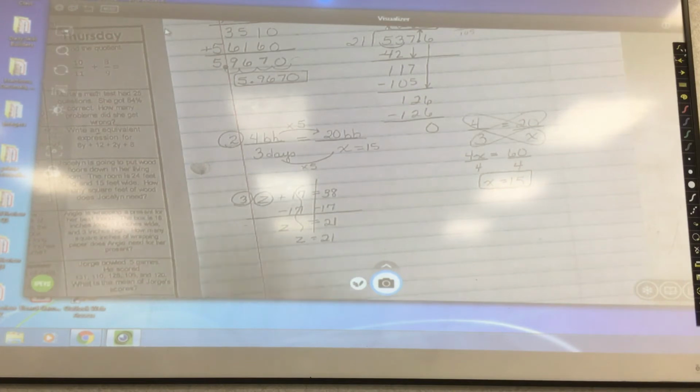Okay? I need to see the line through the equal sign. I need to see you showing that these canceled each other out to leave z alone.